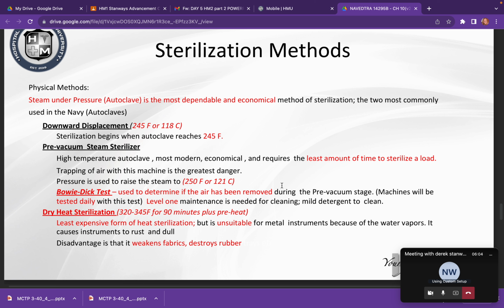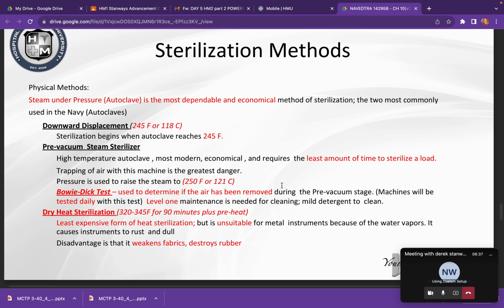Sterilization methods, there's a physical method. Steam under pressure, the autoclave, is the most dependable and economical method of sterilization. Put a star next to that. Yes, that's what we use here. Downward displacement, the parameters are 245 degrees Fahrenheit or 118 degrees Celsius. The sterilization begins when the autoclave reaches 245 degrees Fahrenheit. A pre-vac steam sterilizer, a high temperature autoclave, is most modern, economical, and requires the least amount of time to sterilize a load.